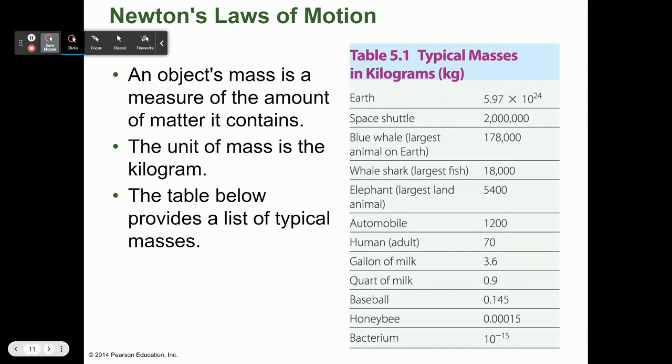An object's mass is the amount of matter that it takes up, and we always measure mass in kilograms. So, we need to remember that MKS system we talked about earlier on: meters, kilograms, and seconds. So, units of mass are always in kilograms, and then this table gives you some example masses of different things.